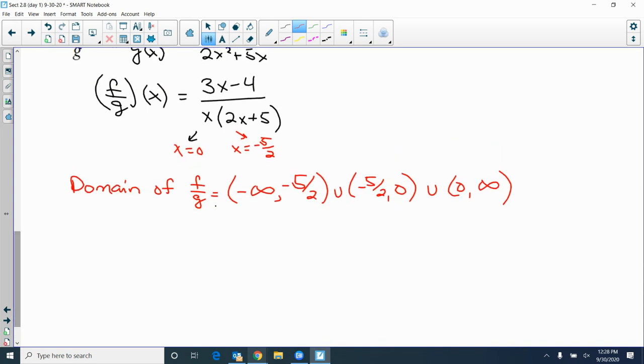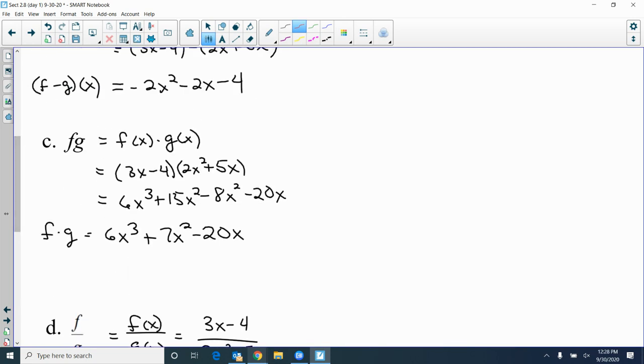All right. Make sense? Know when it asks you for the domain, how to do that. And then for the first three, don't make it complicated. You have no denominator. You have no radical. It's just all real numbers for those.